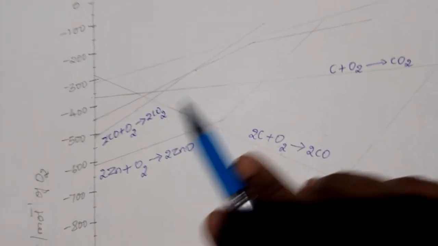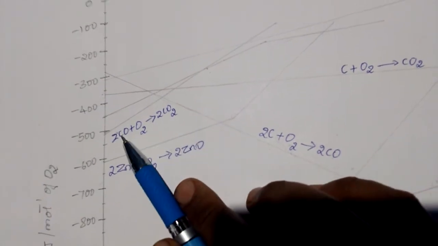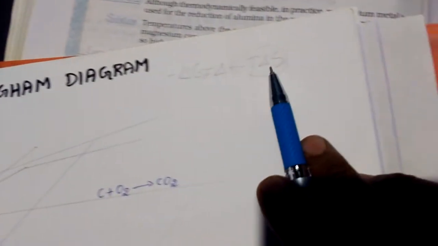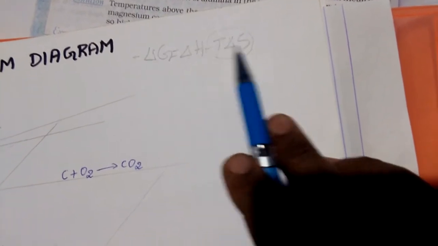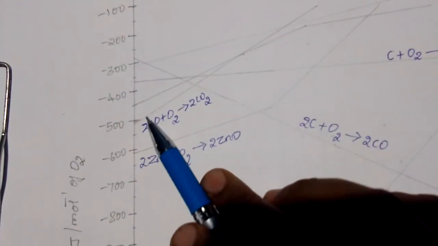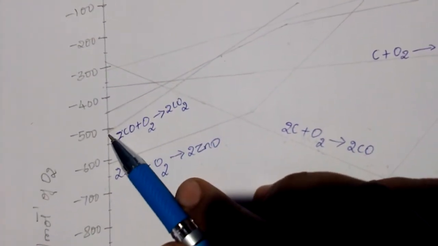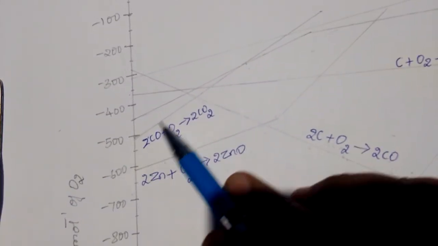2 minus 3 is minus 1. So delta S is decreasing. Entropy is decreasing means delta S becomes negative. So a negative value times temperature, subtracted, gives a positive value for delta G. Negative delta G values go on decreasing. That is why you can see this line going up at higher temperature, which means it is going towards the positive value.